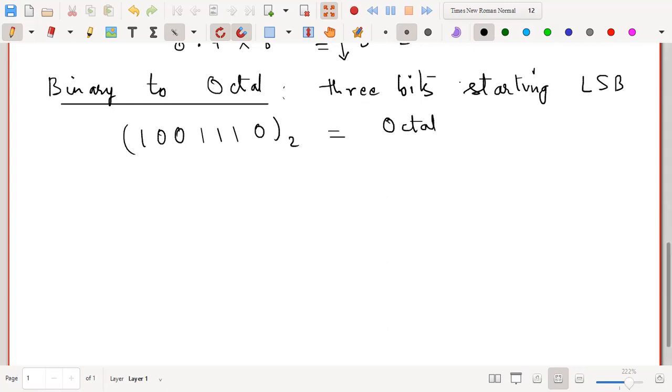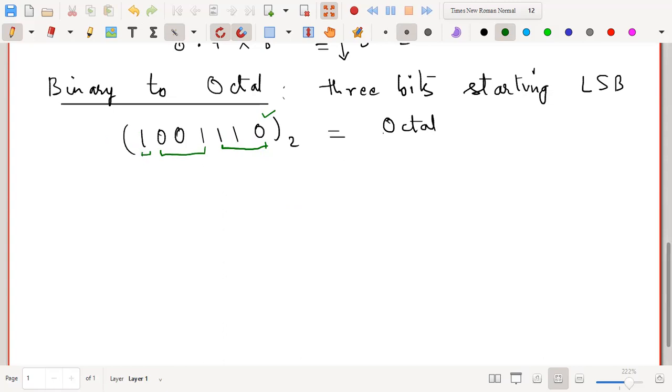So you need to make a group of 3. Let me use a different color here. Starting from the LSB, you know that this 0 represents the LSB. So from here you make a group of 3. This is 1, 2, 3. This is one group. This is the first group, and again 1, 2, 3. This is the second group. So this same number I would write in this way. And now here you see only a single 1 is there. So if necessary, you can add 2 zeros here.